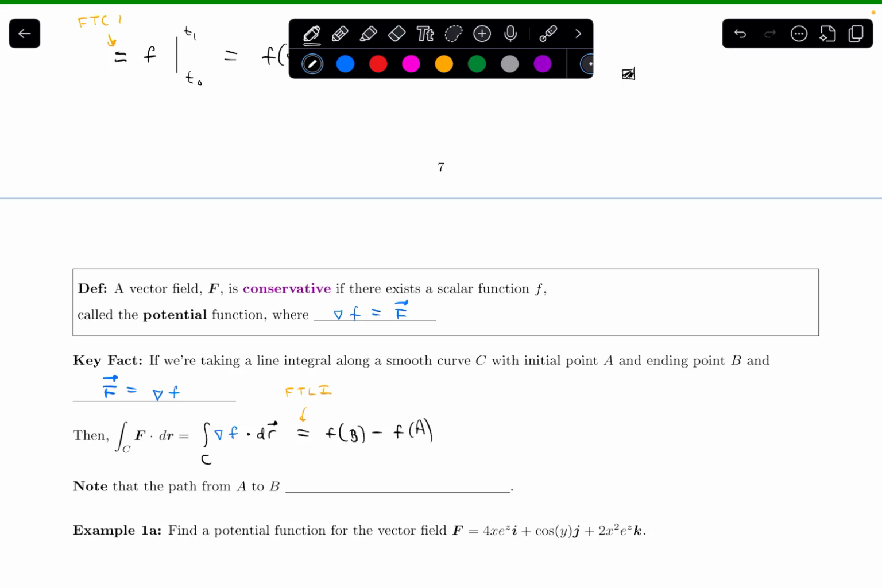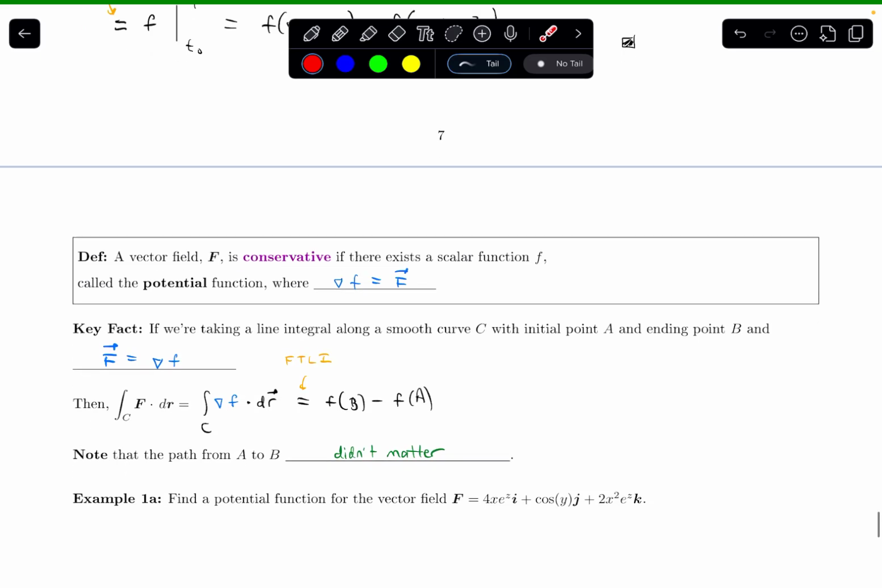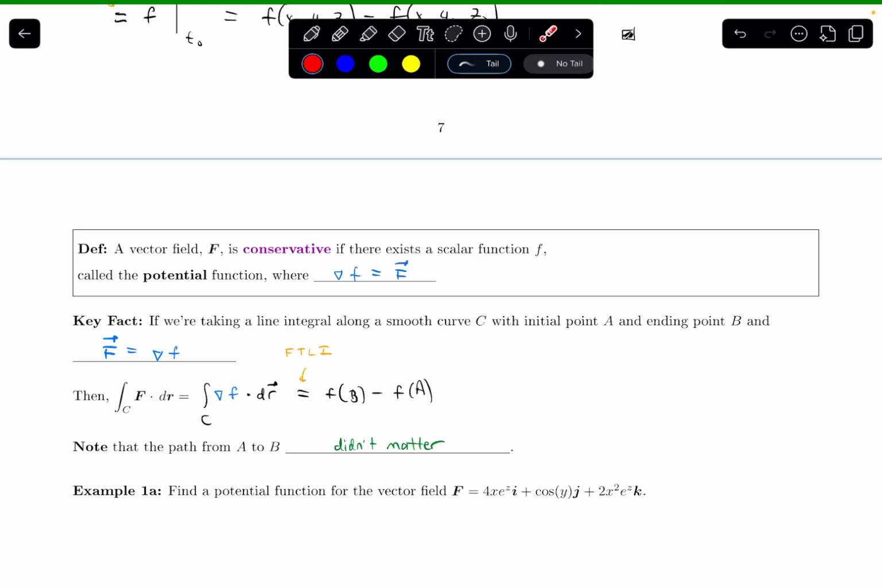So in this calculation, notice that the actual path that I took from a to b didn't matter. All I need to do is evaluate the original function at this ending point and at the starting point. And that can actually be really nice and helpful, especially when the path in my problem is quite complicated to work with. So one of the big questions that we will eventually try to answer in our classes is, when is this going to be possible? Like, when is a vector field conservative and when is it not?